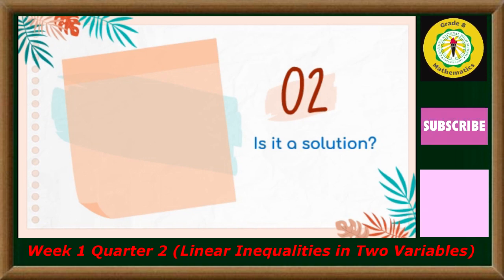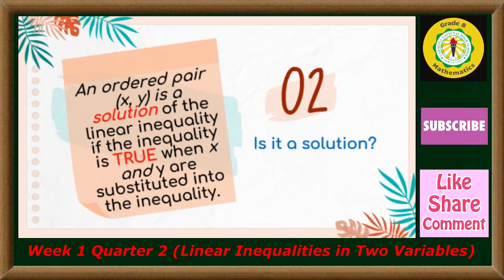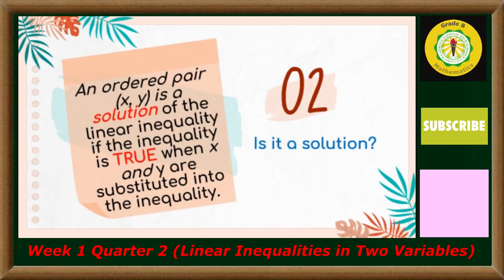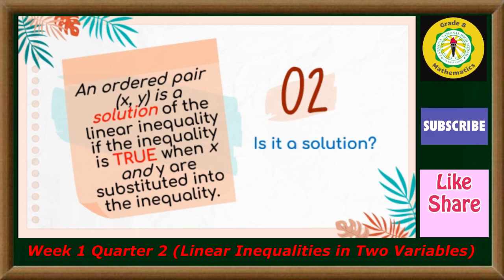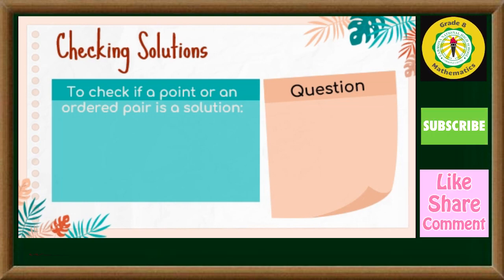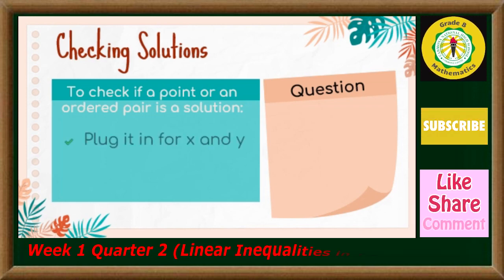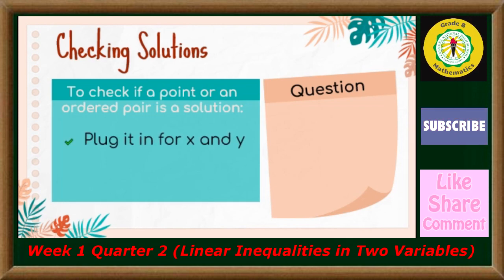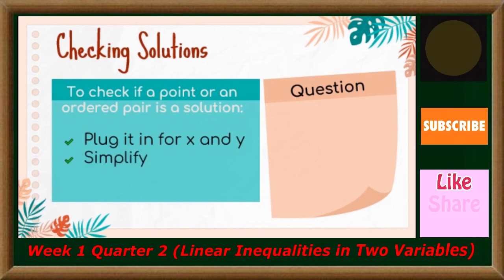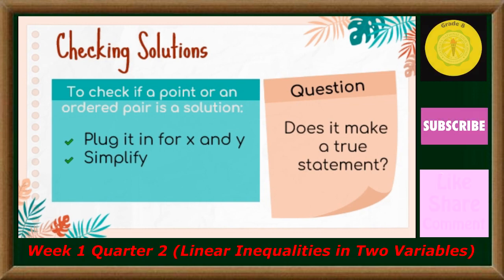Now let's proceed to the solution of the linear inequality. An ordered pair x and y is a solution of the linear inequality if the inequality is true when x and y are substituted into the inequality. How about checking solutions? To check if a point or an ordered pair is a solution, first, plug it in for x and y. Second, we need to simplify. But the question here is, does it make a true statement?